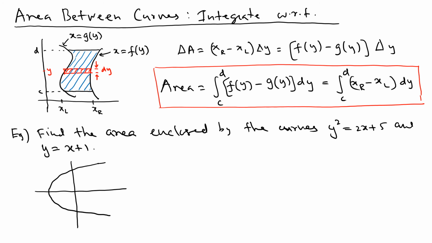Now the other one is the straight line. That's easy to graph. When you plug in x equals 0, y equals 1. So that means that's the graph. Go like that. Okay, so that's it.